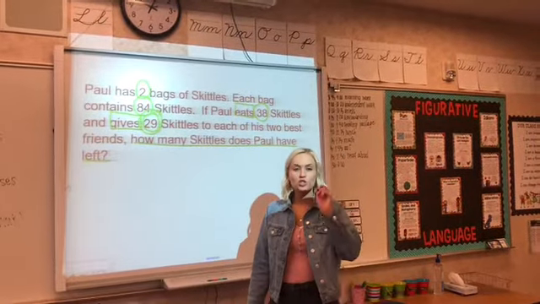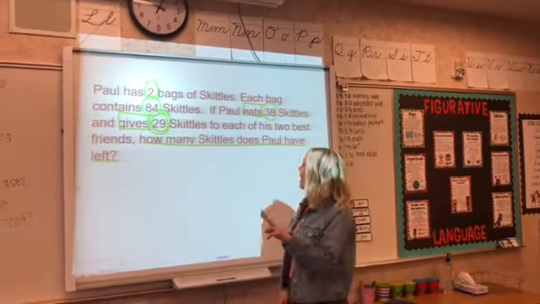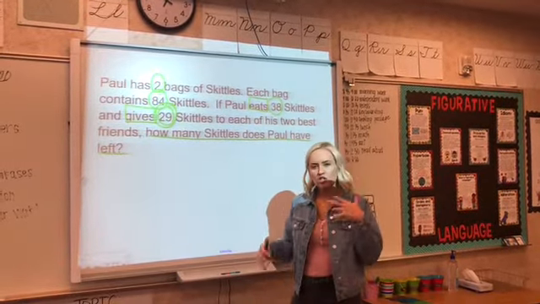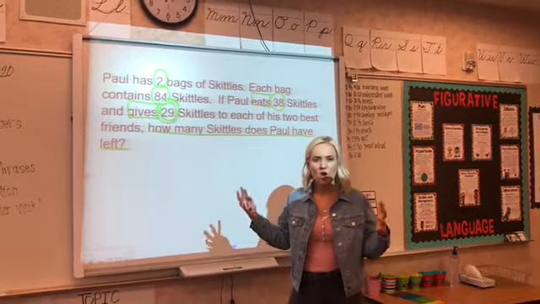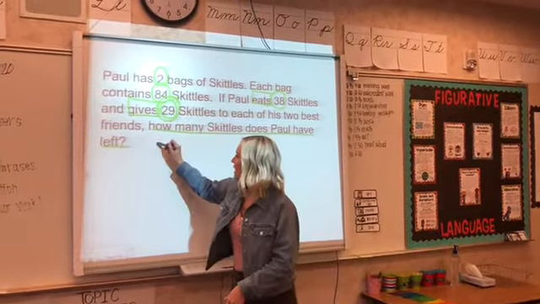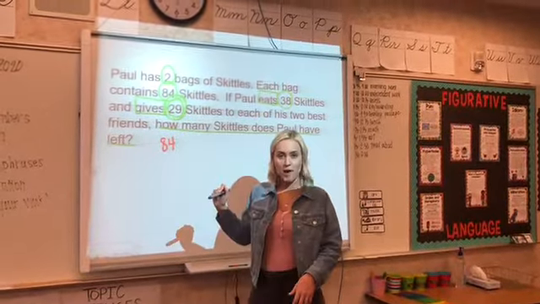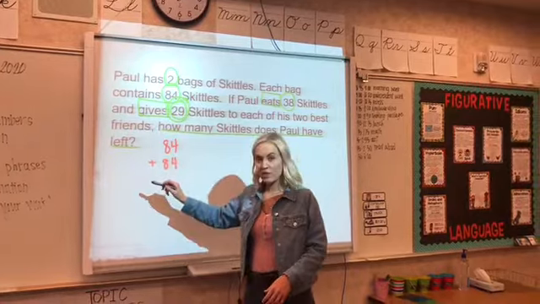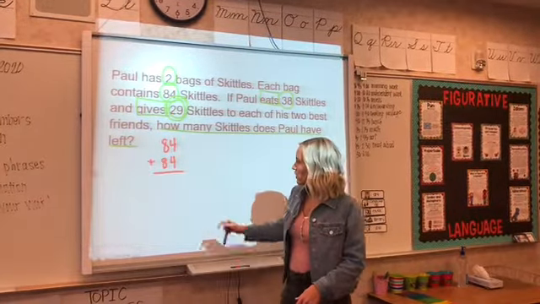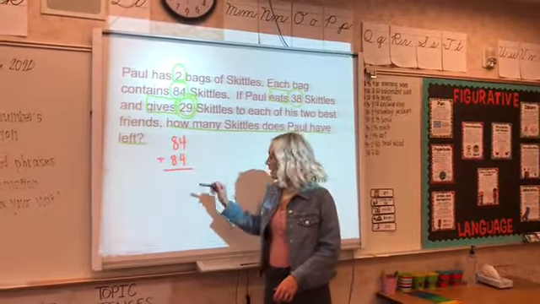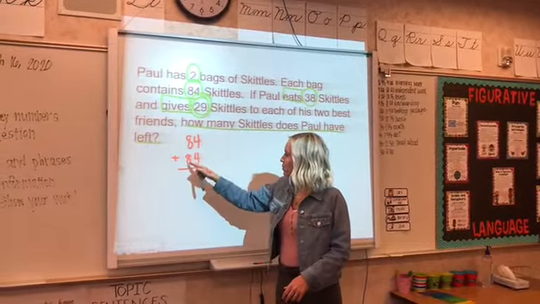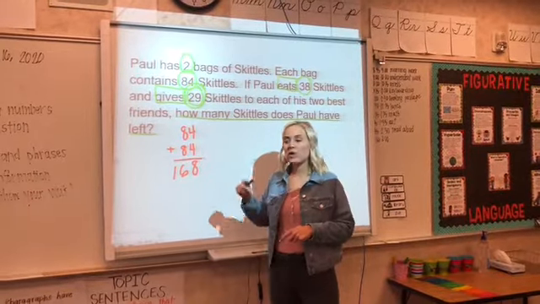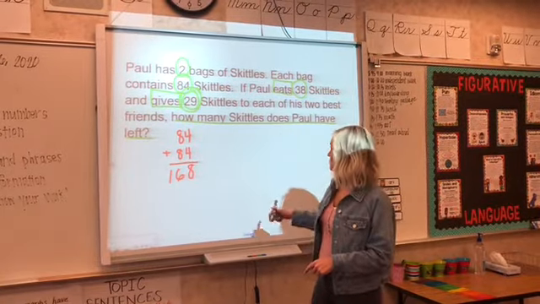Now, I'm going to look at all of the numbers that I have in my problem. So Paul has 2 bags of Skittles, and in each bag, he has 84 Skittles. So I'm first going to figure out how many Skittles Paul has altogether. So if he has 84 in his first bag and 84 in the second bag, I'm going to add those together. So I always start in my ones place. I have 4 plus 4, and that equals 8. And then 8 plus 8 is 16. So I now know that Paul has 168 Skittles.